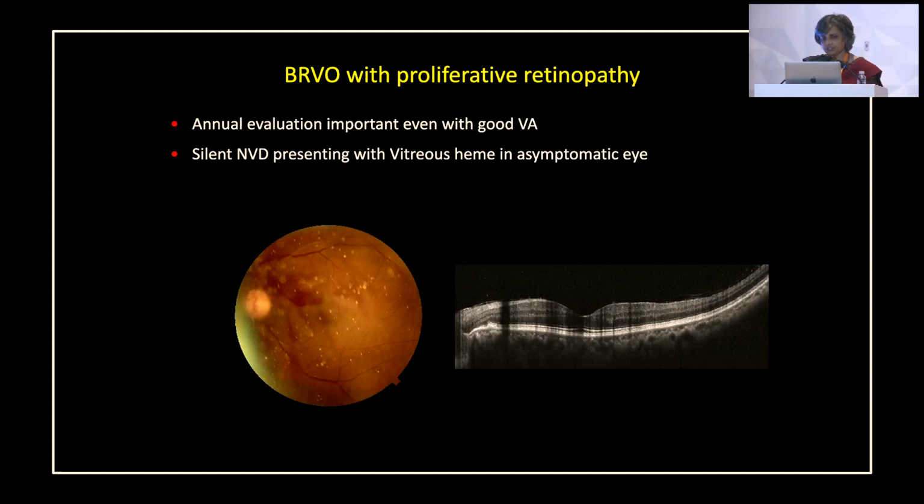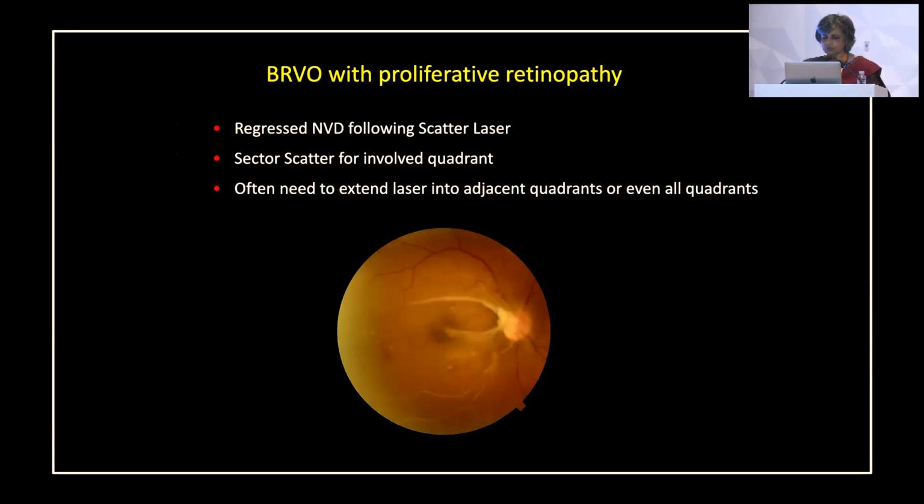And here the patient has presented directly with NVD and vitreous hemorrhage in a BRVO which was otherwise asymptomatic, no macular edema. So BRVOs can also be deadly. And here post-laser, pan-retinal photocoagulation was required. Ultimately, the new vessels regressed.